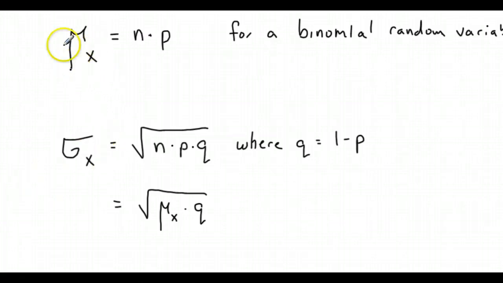So remember, this is our notation for the mean of a random variable. This is our notation for the standard deviation of that random variable. For a binomial random variable, the mean is simply n times p, okay? And the standard deviation is the square root of n times p times q. Remember, q is 1 minus p. And if you think about it, since n times p is the mean, we could just write this as the mean times q, and then take the square root, if you want to think of it that way.